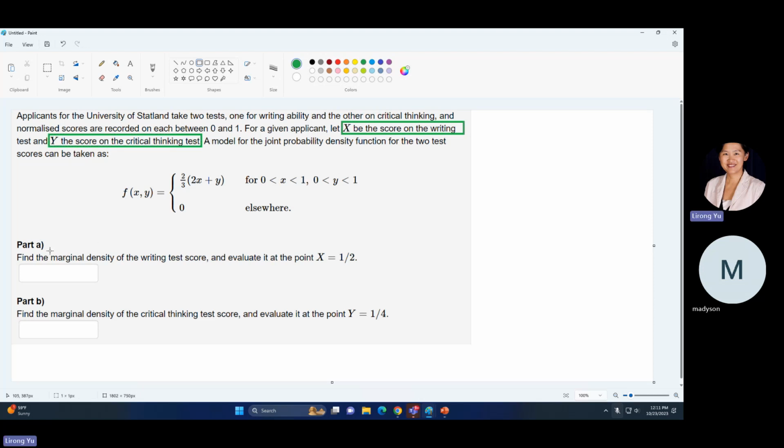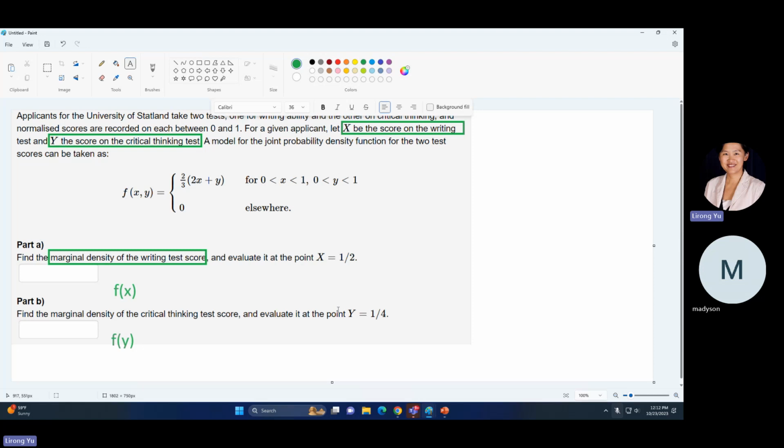Right. So here the first question says we want to find the marginal density of the writing test score. So essentially, we are trying to figure out f of x, the marginal density for the x value. Once we find f of x and plug in x equal to 1/2, that's really what we're asking. The second question is to find the marginal density for the critical thinking test score. So we're supposed to calculate f of y, and after you finish calculating it, you plug in y equal to 1/4. That's the main task.